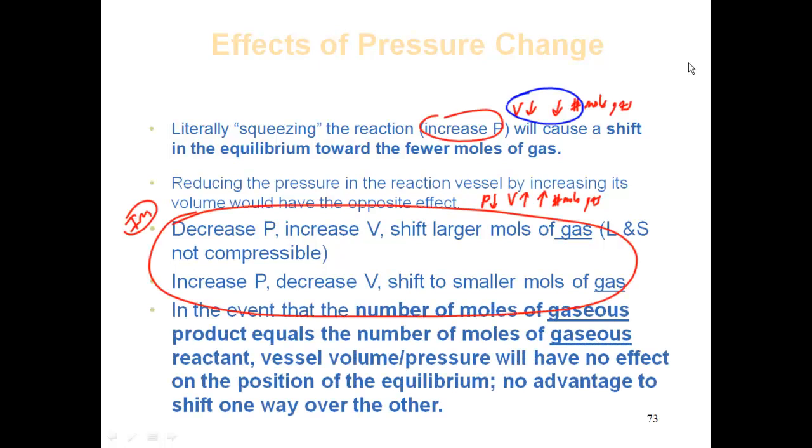In the event that the number of moles of gaseous product equals the number of moles of gaseous reactants, meaning the same number of moles on both sides, the vessel volume pressure will have no effect on the position of equilibrium. There's no advantage shifting one way or the other, therefore it will have no effect on the shift. Let's look at some examples.